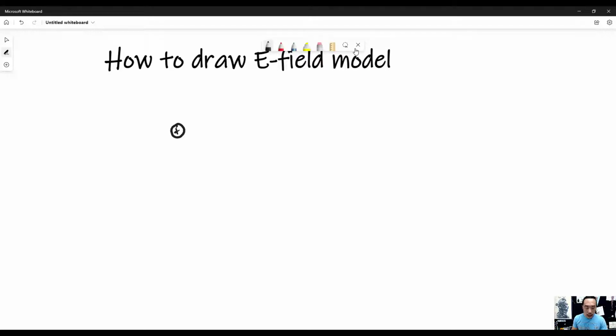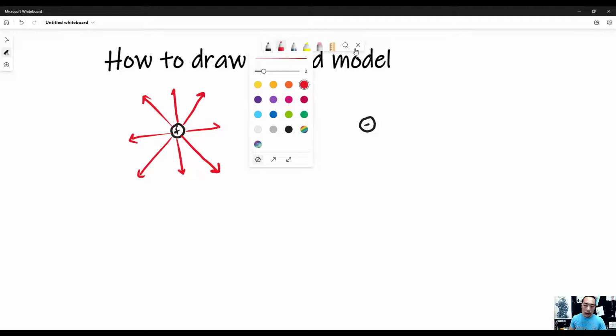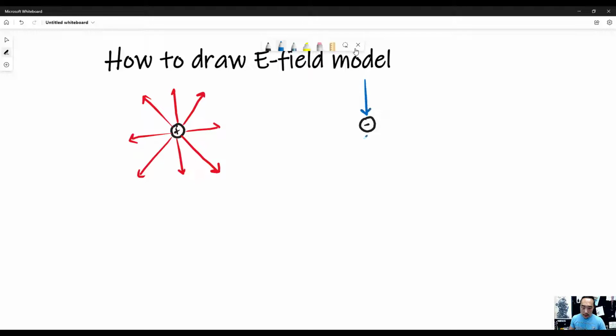Okay, so we're going to start off with a positively charged object. Okay, so we'll say this is a positively charged object, and the E-field that we can draw is by drawing arrows out of the positively charged object. Okay, so you'll notice that my arrowheads are pointing out of the positively charged object. Okay, so this is an example of a positively charged E-field. So if we have a negatively charged object, we can draw the E-field simply by doing the reverse. Our arrows will go in towards the object, like so.